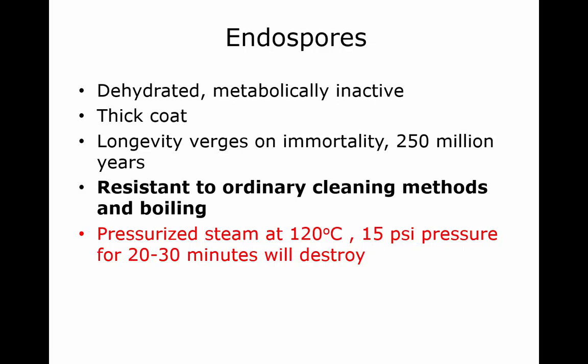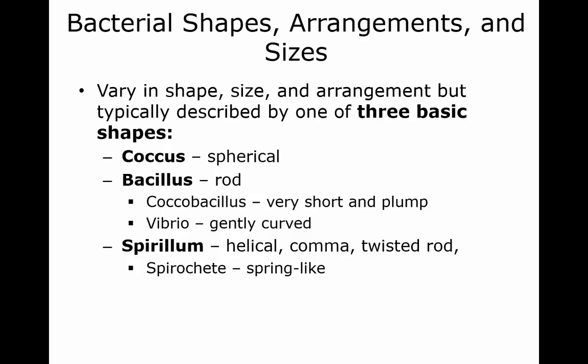So again, endospores are not used for reproduction, but used for survival. Last thing we'll mention in this section has to do with shapes and arrangements. So we will mention bacterial shapes and sizes. Typically they have three basic shapes. So we see coccus, bacillus, and spirilla. Coccus, we know, is the spherical form. Bacillus is rod-shaped, and then spirillum is corkscrew or twisted.